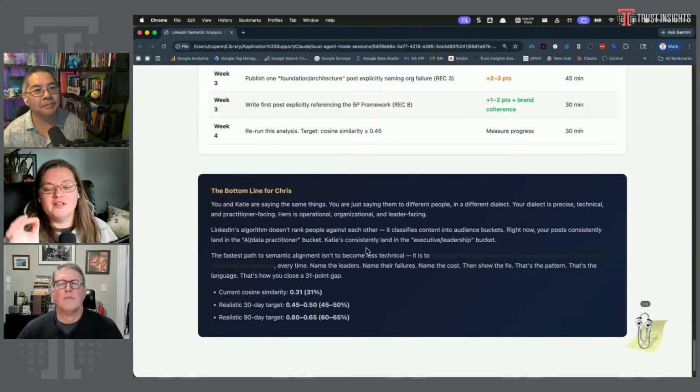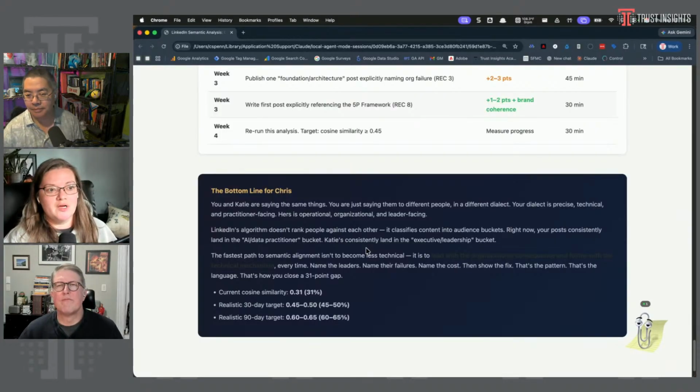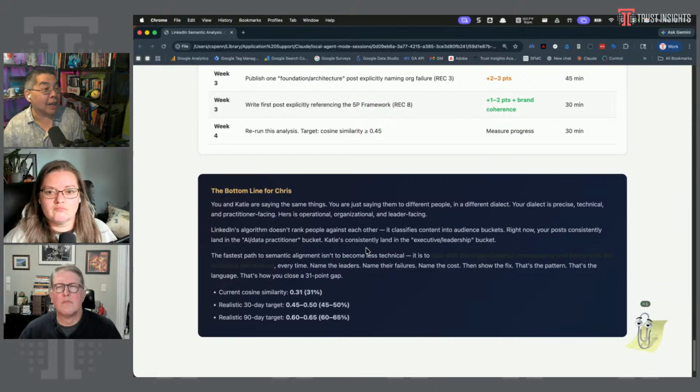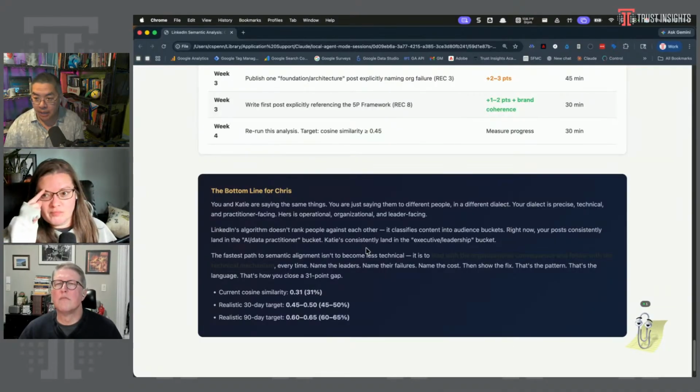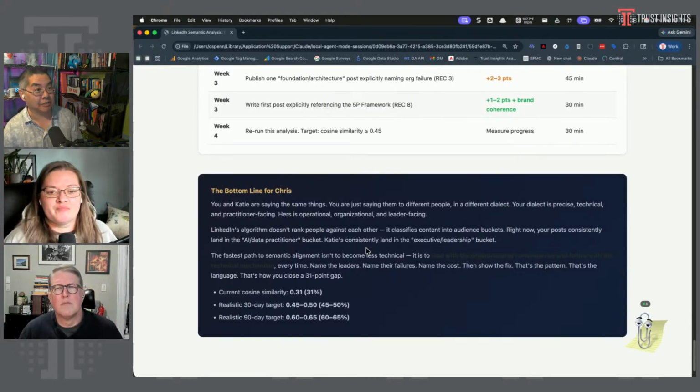But I really like the idea of, it's sort of like that next level of appealing to the right people. Like we talk about how to show up, but once you show up, are they going to stick around? Mm-hmm. Exactly. What is interesting is it says that you and Katie are saying the same things, you're just saying it to different people in a different dialect, which actually, for what we do as Trust Insights, is fantastic because we want to appeal to different people. We don't want to be going after the same people. We actually want different networks. Your dialect is precise, technical, and practitioner facing. Hers is operational, organizational, and leader facing, which fits who we are.